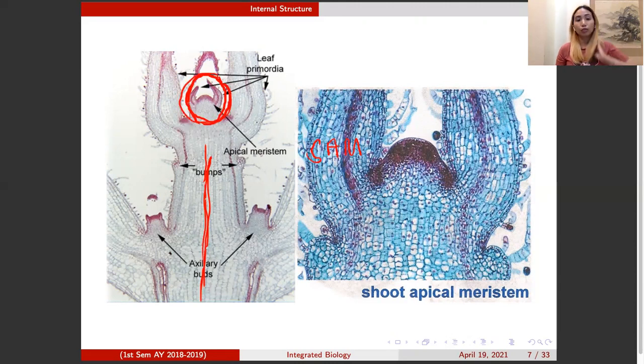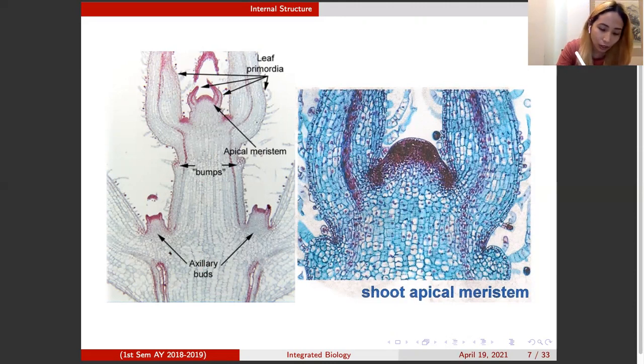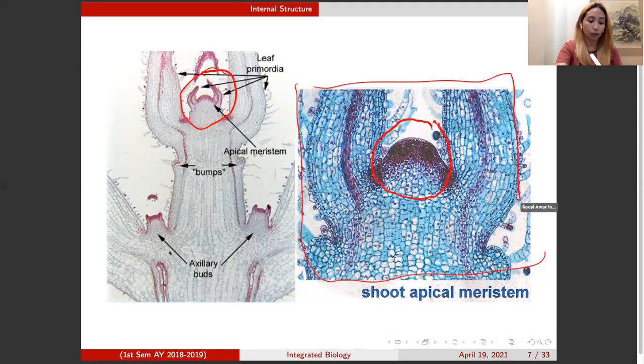So when we were in college, we called this particular part Batman, because whenever we were asked to draw the shoot apical meristem, it looks like Batman, you know, with the leaf primordia that almost covers it. But okay, the shoot apical meristem is actually just this area. If you zoom in from this area, it basically looks like this, and the shoot apical meristem is just this.